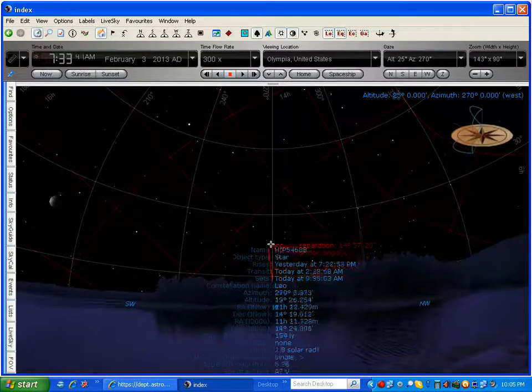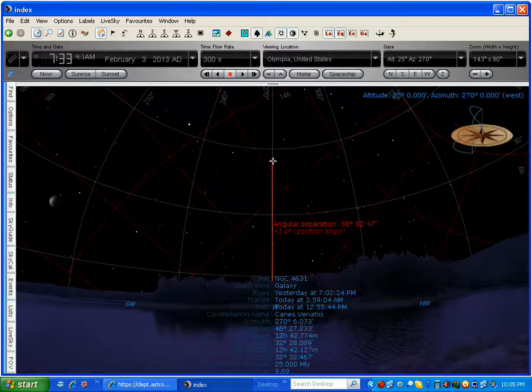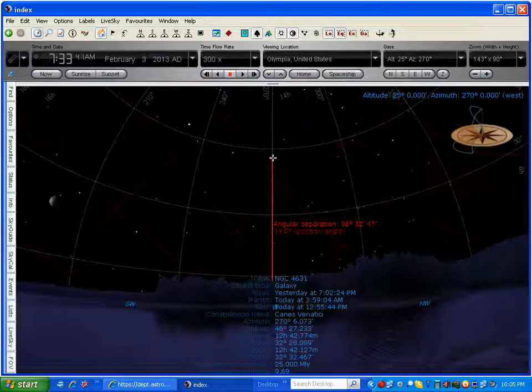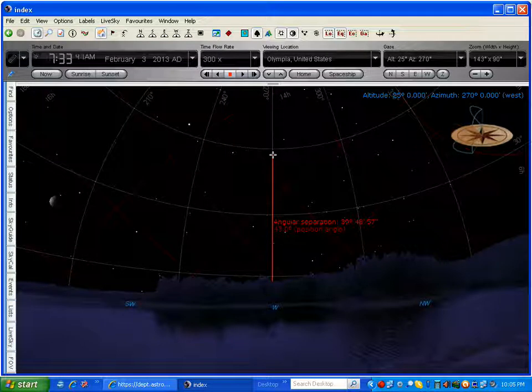Okay, then draw the angular separation tool up, and there are two numbers. One is the angular separation between the origin of the line and the current point of the line, and the other one is a position angle. That position angle is the angle between the two coordinate systems. It is also the angle between the direction you're pointing now and the direction of north.